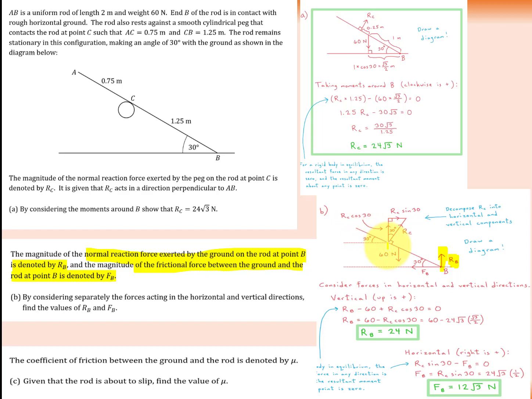Now, remember, that's your peg. So this would naturally slip down. So friction acts the other way. That's why friction is going this way. So by considering separately the forces acting in the horizontal and vertical directions, find the values of RB and FB. So you can see this question is scaffolded to build up your skills to answer these types of questions.